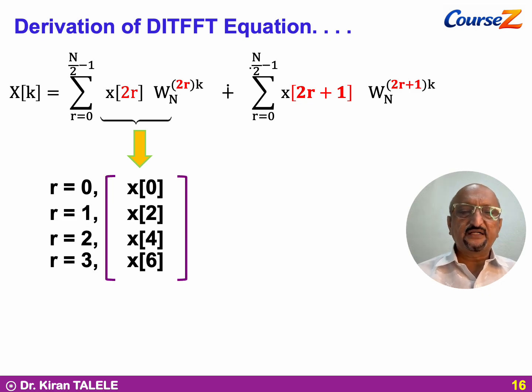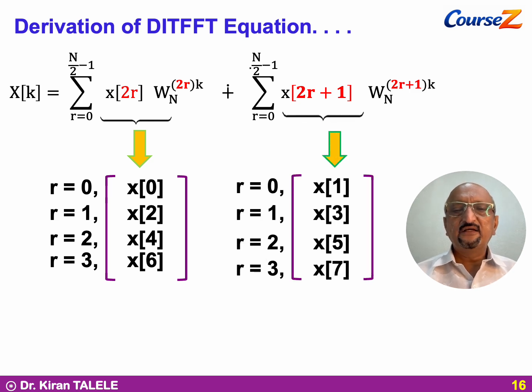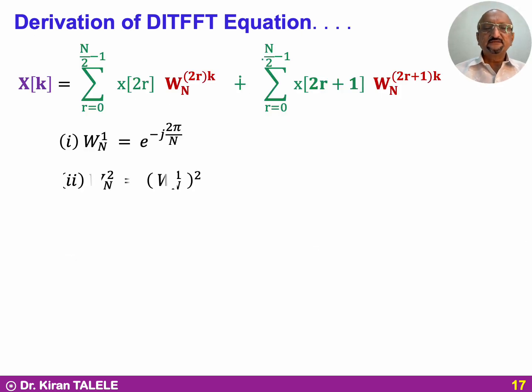In the first summation term, we'll take x of n only for n even, which we get when we put r equal to 0, that is x of 0, r equal to 1, x of 2, and so on. Similarly, in the second term, we get x of n only for n odd: 1, 3, 5, 7, like that. Now, one by one, we will expand this summation term.